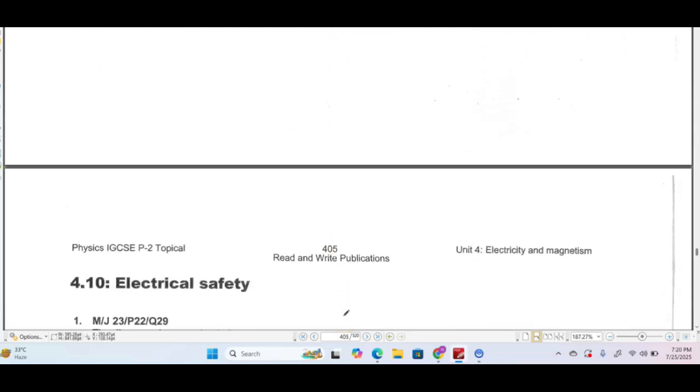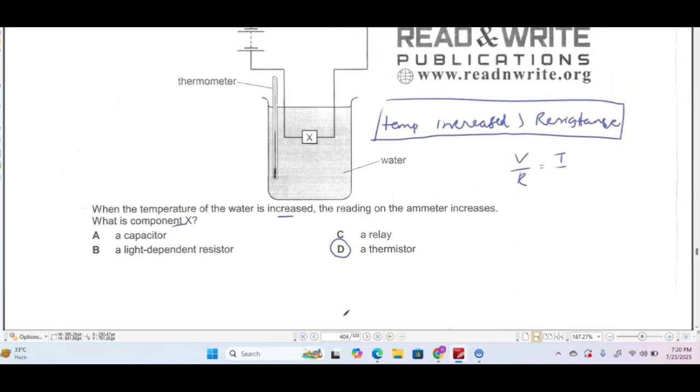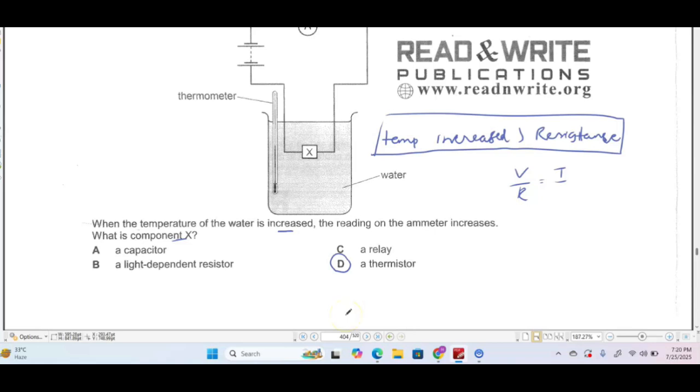This brings us to the end of topic 4.9. I hope you've cleared a few doubts, if there were any, by doing these questions with me.